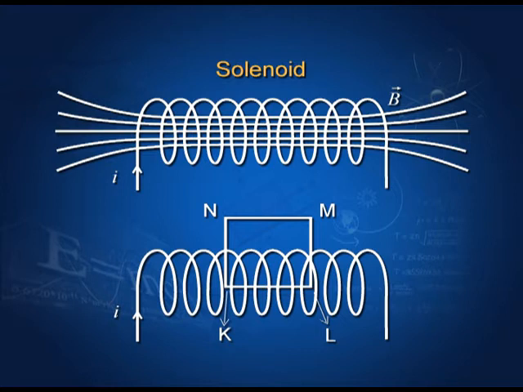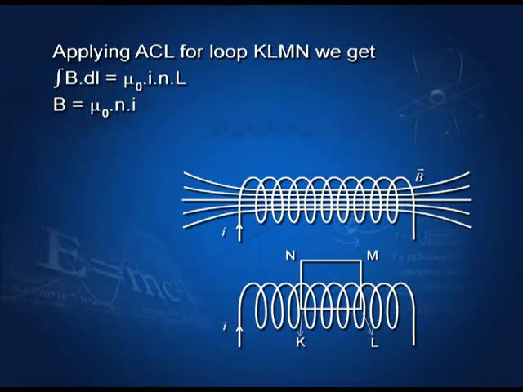Again, applying Ampere's circuital law for the whole loop KLMN, we get B dot dl equals mu naught times the number of turns into I. As the number of turns per unit length is small n, integration B dot dl equals mu naught n L I. Comparing these two equations, we get B into L equals mu naught n L I. L is common, so we cancel it and we get B equals mu naught n into I. This is the magnetic field due to the solenoid.